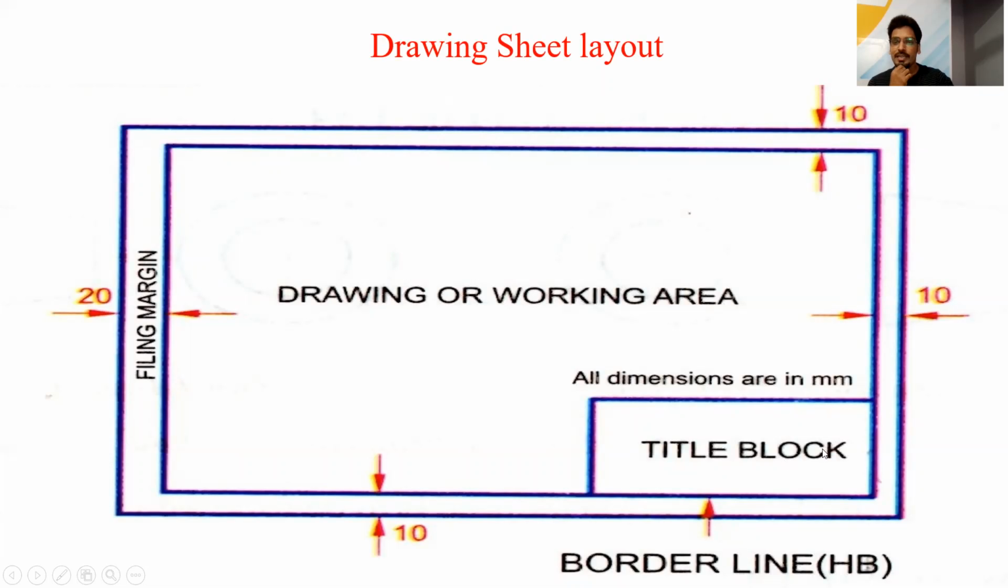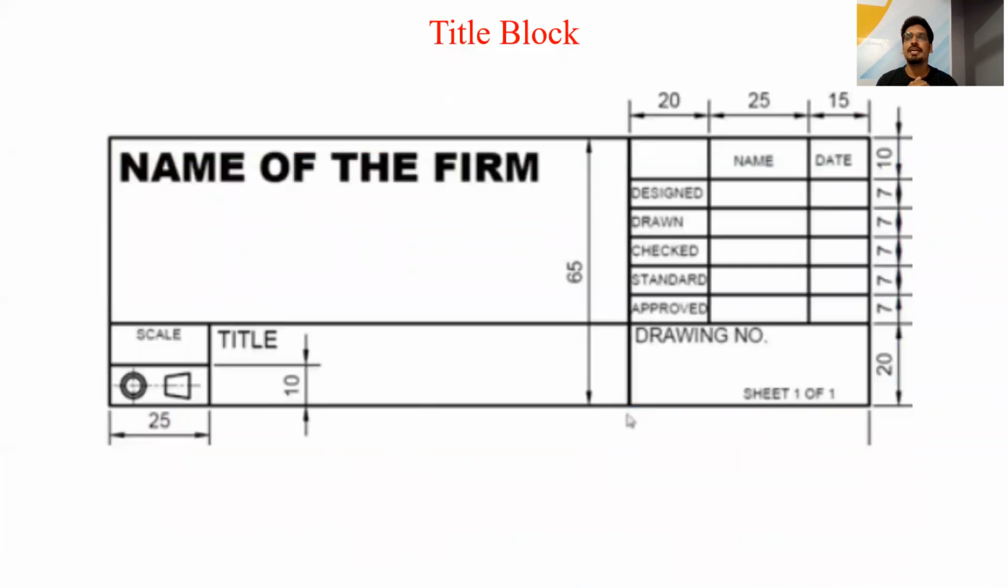And on the right bottom corner, we have to draw the title block. The title block is the block in which complete information about the drawing sheet, and the firm to which the drawing sheet is related, is provided. So what are the different elements of a title block? We will discuss that in the next slide. So these are the elements of the title block. And what is the dimension of the title block? The dimension of the title block is this.